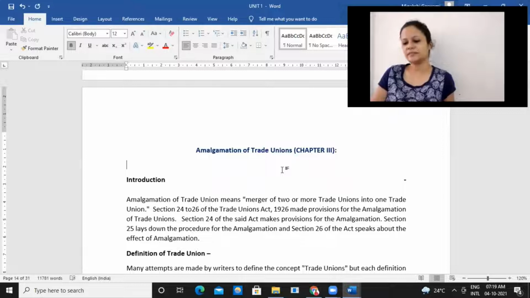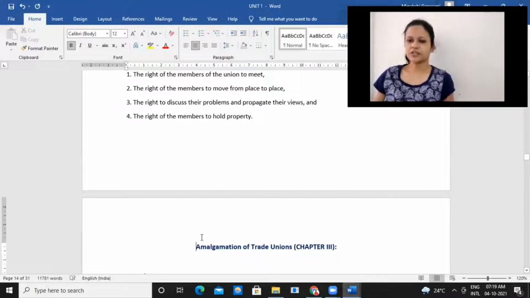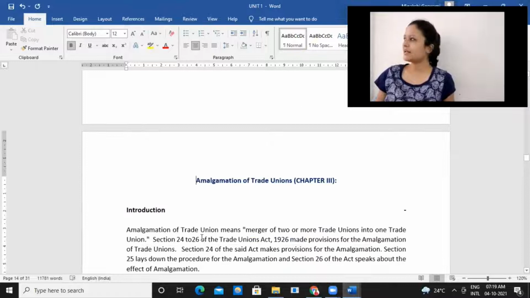Another concept is the amalgamation of trade unions, which is given under Chapter 3 of the Trade Unions Act. This provision is usually allowed, even in the case of a partnership. If there are 2-3 partnerships, they can decide to come together and form one partnership business. The same applies for companies also. If there are 2-3 companies, they can all decide to come together and be one company. The same applies for trade unions also. The formalities for amalgamation of trade unions are mentioned under Chapter 3 of the Trade Unions Act.